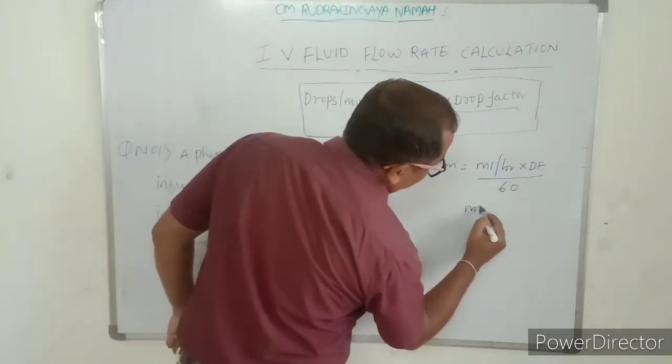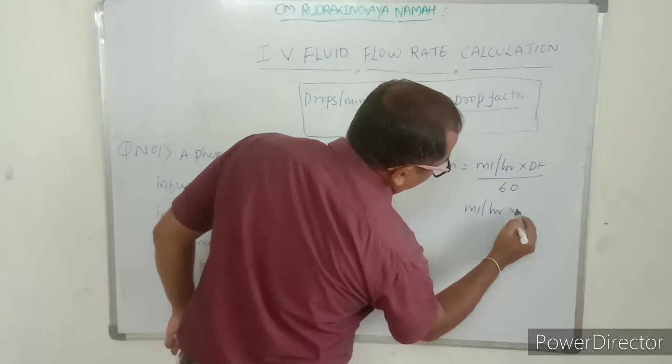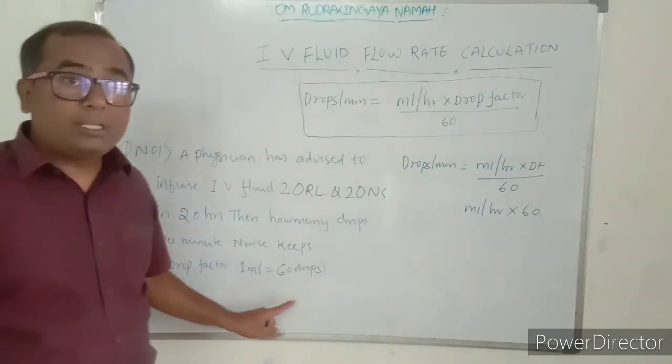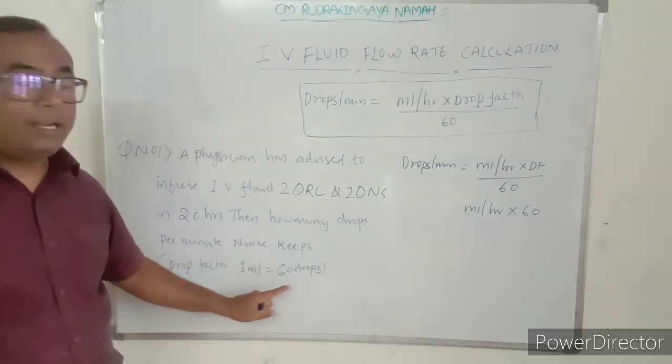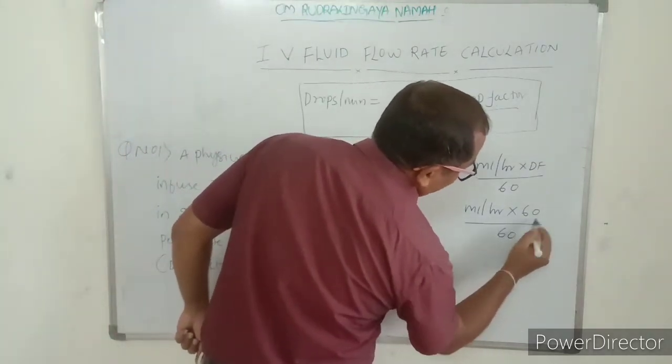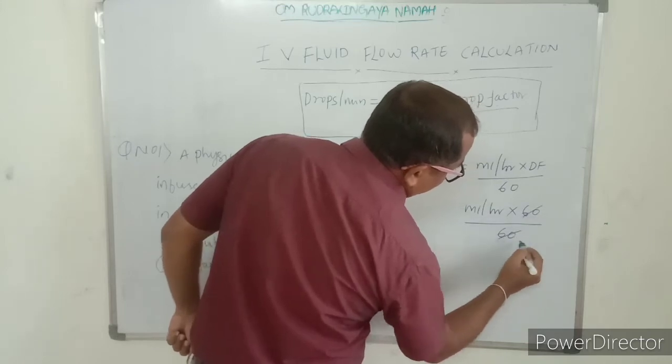So ml per hour we don't know, we need to calculate, and the drop factor is 60 here, as they have given. This indicates that they are using the micro drip set, that is a pediatric drip set, and dividing by 60 is the standard one. So this 60 will go.